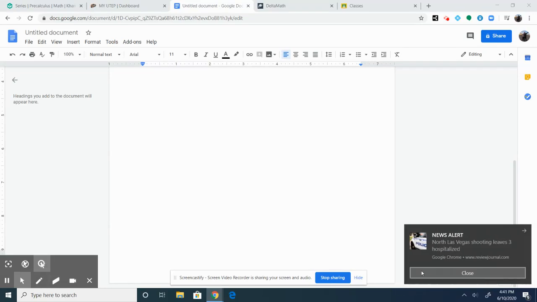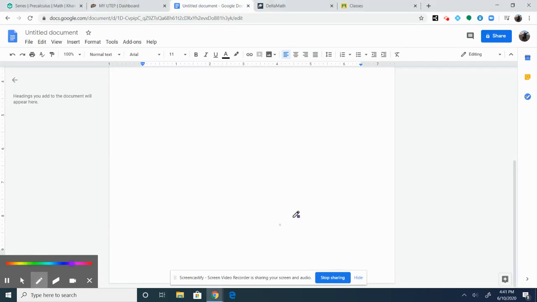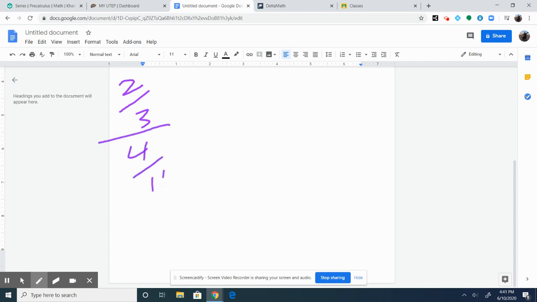Okay, so this time we are going to practice dividing fractions. And dividing fractions is not very hard. But let's say I had 2 over 3 and then I was dividing by 4 over 11. So of course this looks a little bit difficult, but we can rewrite this as 2 over 3 divided by 4 over 11.